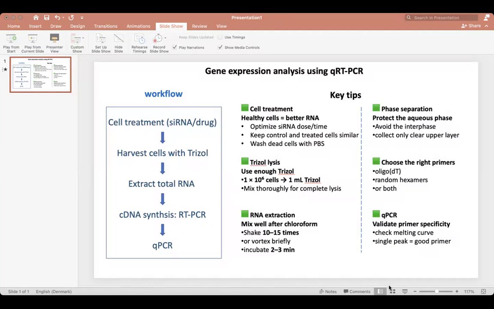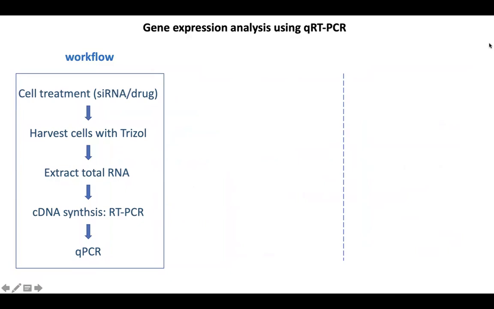qRT-PCR is widely used to measure RNA expression. For example, in siRNA knockdown treatment, we use it to quantify how the treatment affects target genes.